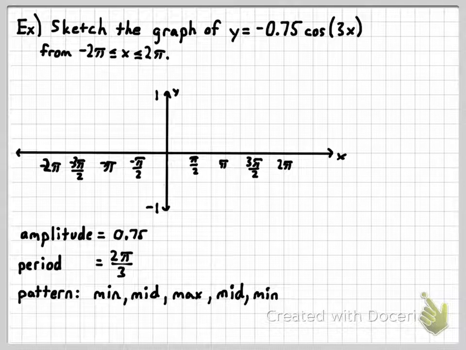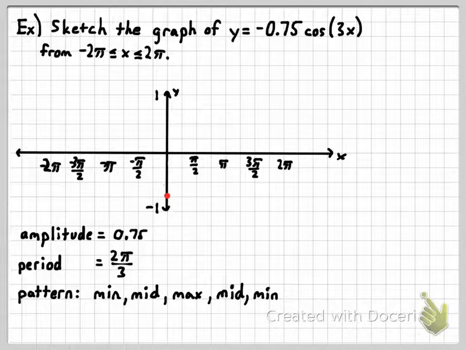Now let's go ahead and start with that. We can plot our first point, which is going to be a minimum value. We can plot it because it's going to be on the y-axis. There's no horizontal stretching to worry about for that. So let's go ahead and plot a point at the minimum value, which would be negative 0.75 due to our amplitude right there. Now let's tackle that horizontal stretch problem.